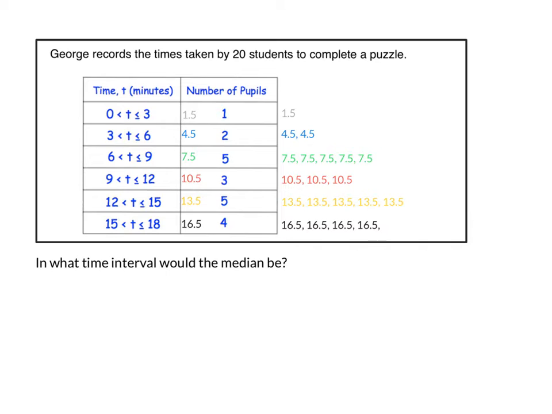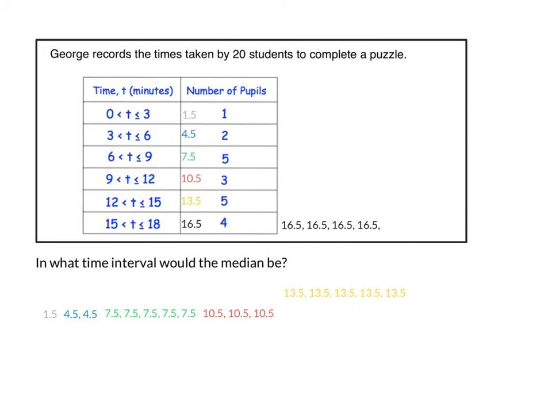So we've got the same set of data here. I've still found my midpoints of each of the intervals, and I've still got my lists at the ends just to show you exactly why this works. So in what time interval would the median be? The median is going to be the middle value once you put everything in order. So if I take all of these values now and put them around here, and then I can start doing my crossing off. Remember, change your diagonal line for each pair.